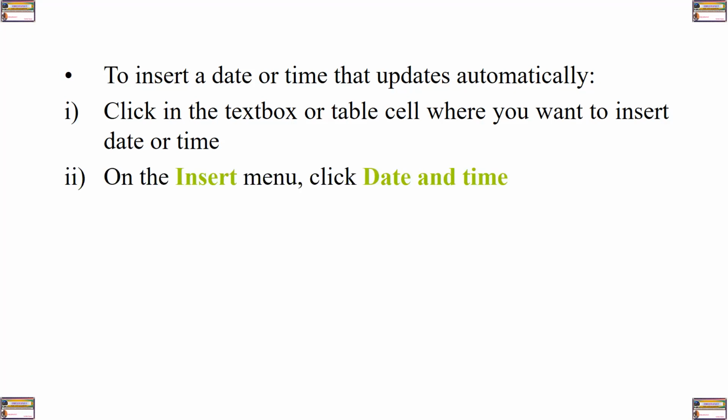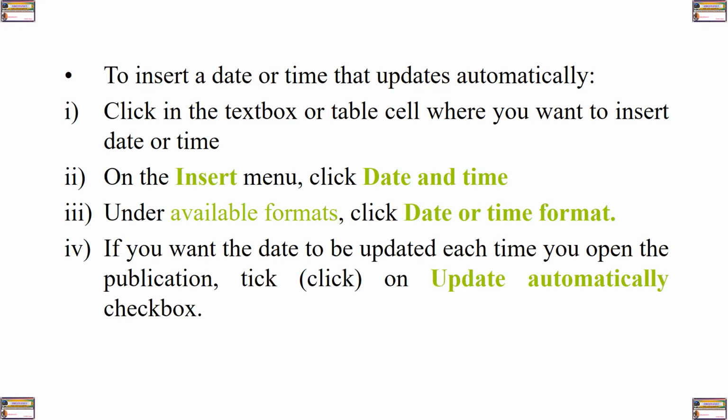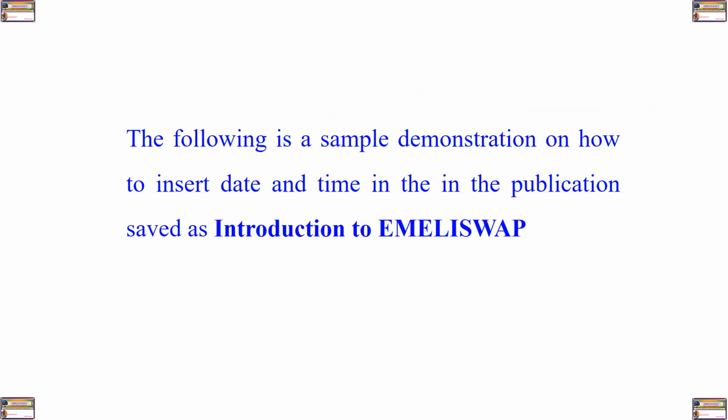And then on the insert menu, you click date and time. And in available formats, you click date or time format. If you want the date to be updated each time you open the publication, you tick the checkbox for update automatically. So the following is a demonstration on how you can insert date and time in our publication that we saved as Introduction to MLSwap.